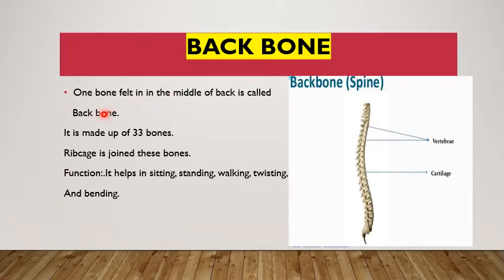Backbone. The bone felt in the middle of the back is called backbone. This is backbone. It is made up of 33 bones. Rib cage is joined to these bones. What is the function of the backbone? Backbone helps in sitting, standing, walking, twisting and bending. Without backbone, you are not able to sit, stand, walk or twist.